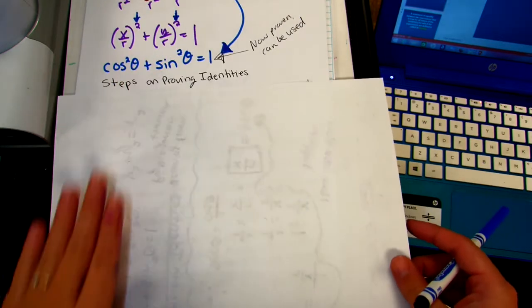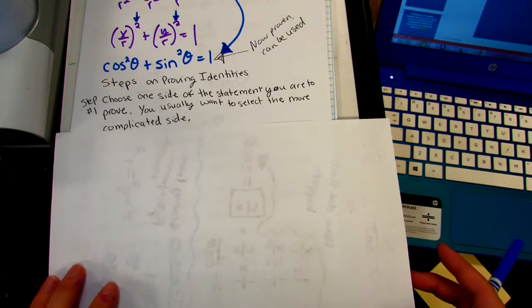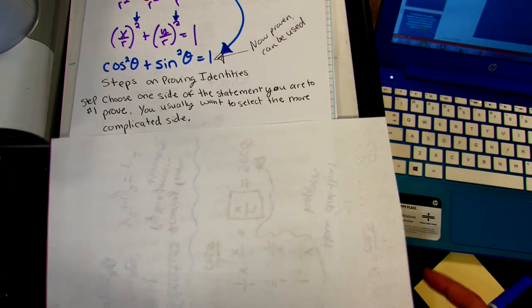So here are steps on proving identities, or just ways to help you figure out what to do. Step 1, choose one side of the statement. You're going to get an equality. Choose one side of that equality that you are going to prove. You will usually want to select the more complicated side to work on. I know that goes against the grain, but if you choose the more complicated side, you'll be able to manipulate it and simplify it to what you want.